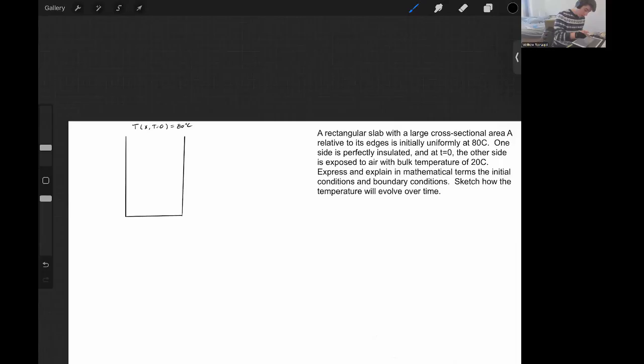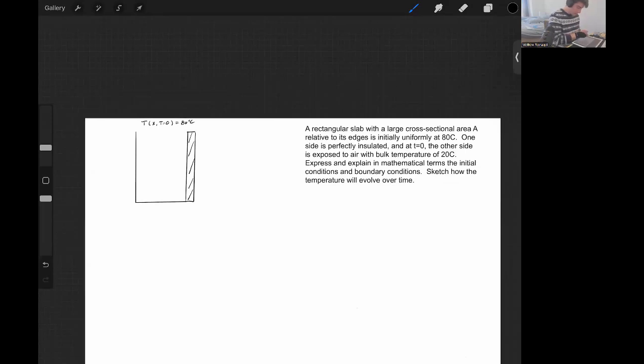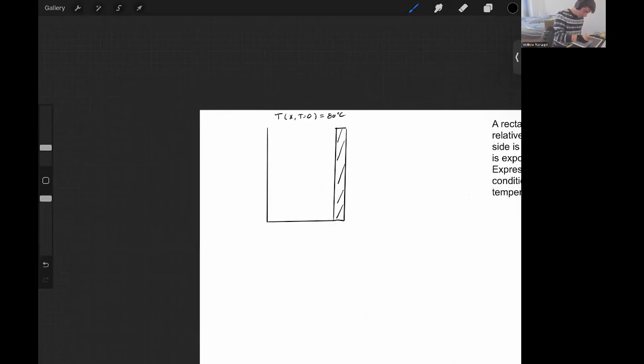We're also told that one side is perfectly insulated, so I'm just going to draw a quick little insulator on one side. And we are told that there is air with a bulk temperature of 20 degrees Celsius. So I'm just going to express this by drawing a couple arrows going up on this side, which is my air, at 20 degrees Celsius.